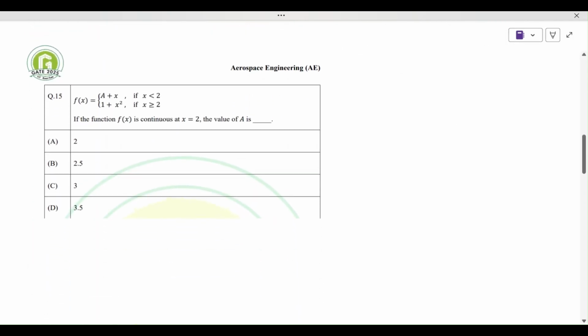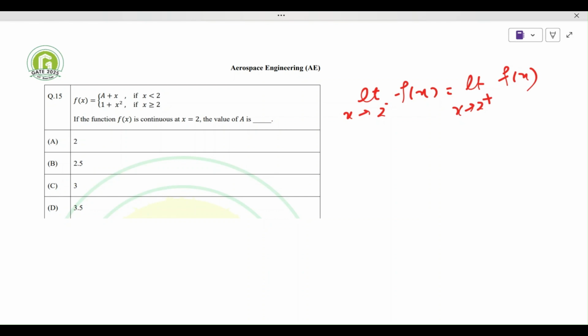In question number 15, f of x is given to you. If the function f of x is continuous at x equals 2, we have to find the value of a. We know that a function is continuous if its left limit, as x approaches 2 from the negative side of f of x, is equal to the limit as x approaches 2 from the positive side of f of x.